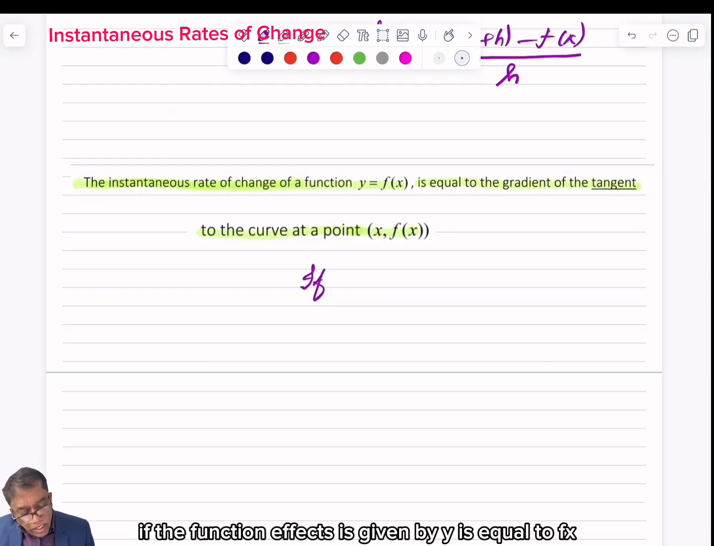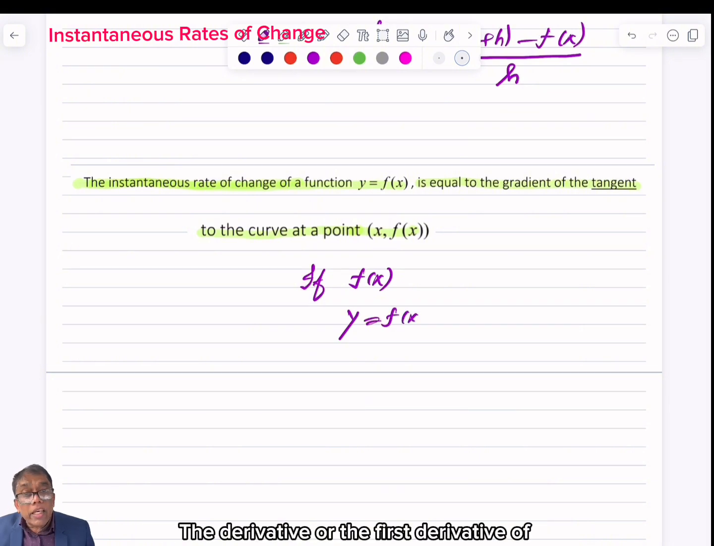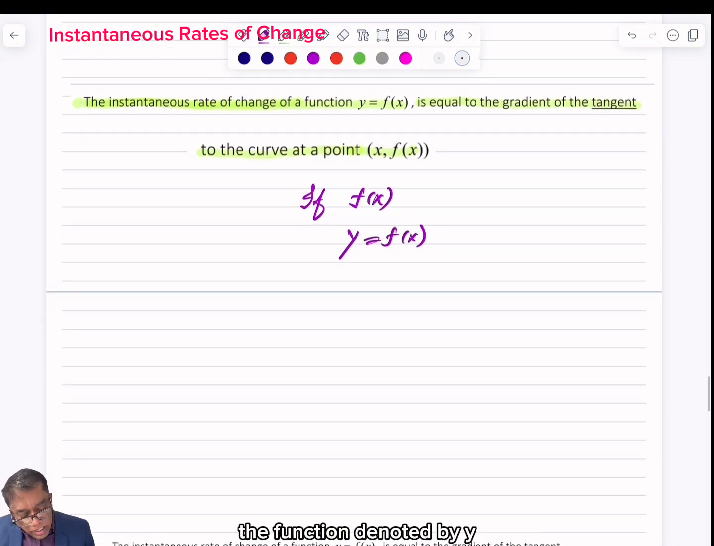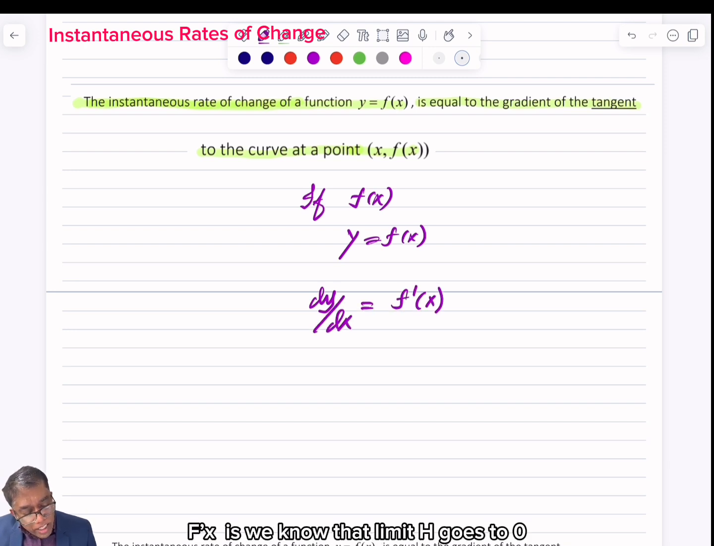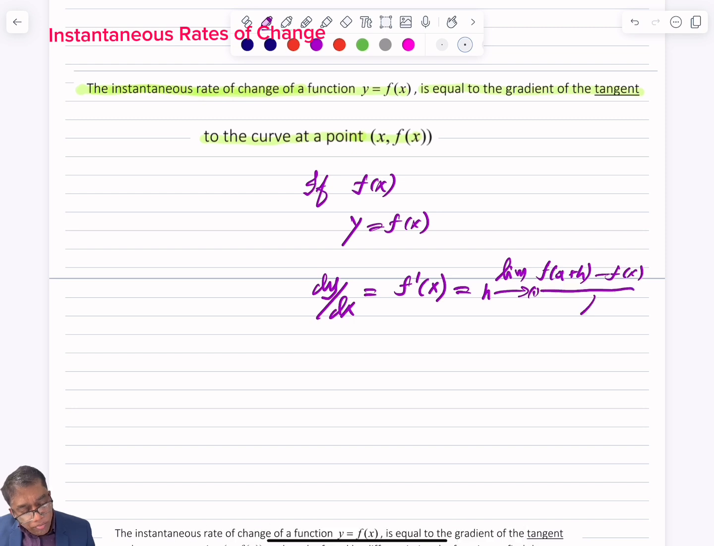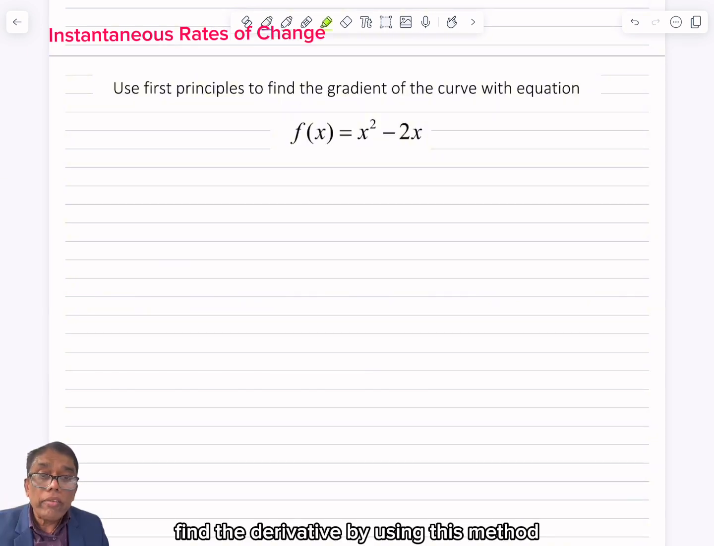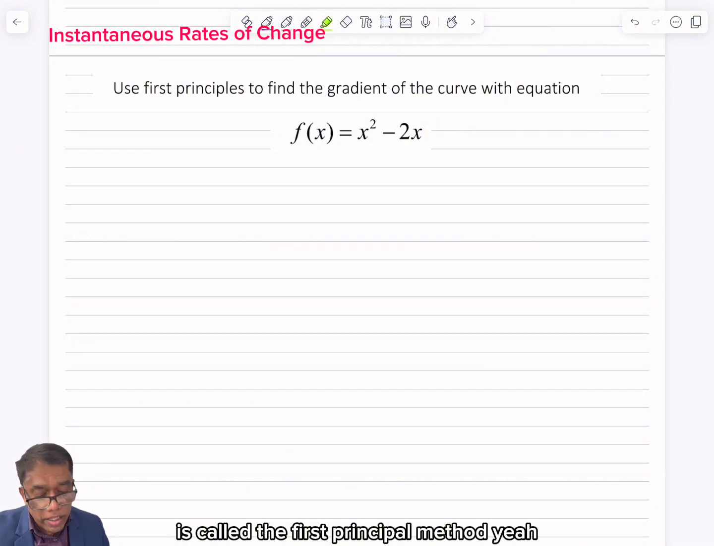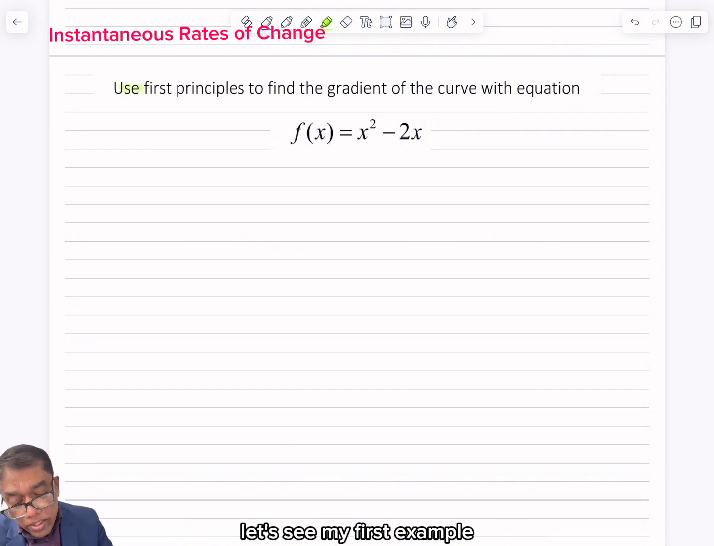If the function is given by y equals f(x), the first derivative of the function is denoted by dy over dx equals f dash x. f dash x is, we know, the limit as h goes to 0 of f(x plus h) minus f(x) over h. Finding the derivative by using this method is called the first principle method. Here, let's see my first example.